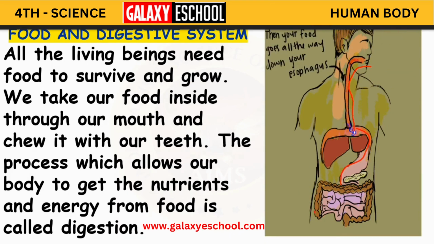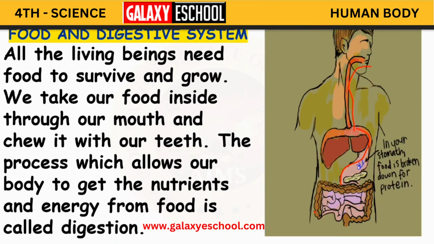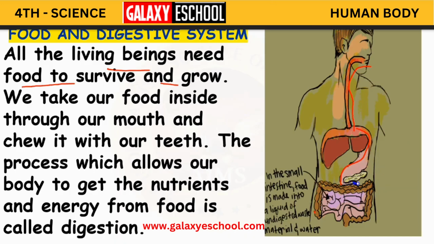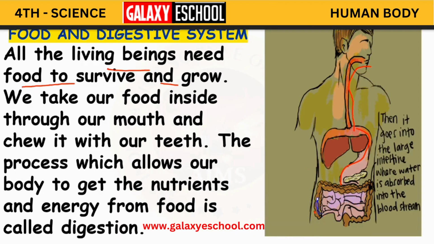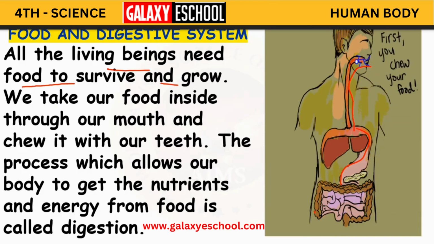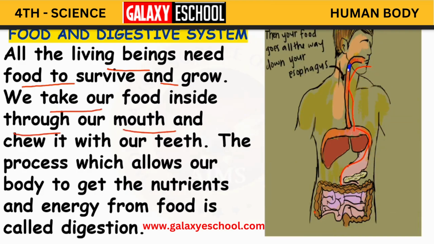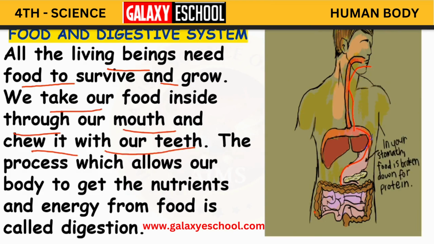Okay children, see here, all the living beings need food to survive and grow. Now why do we need food? To survive and to grow. Every living being, a human being, an animal, a plant, everybody needs food to survive, to have life and to grow. And we take our food inside through our mouth and chew it with our teeth. So how do we take food? Through our mouth. And how do we chew it?